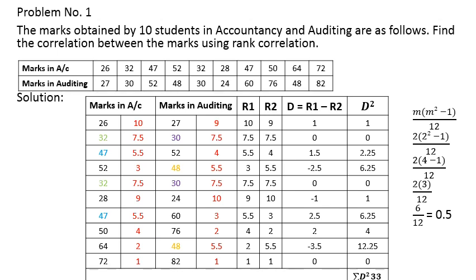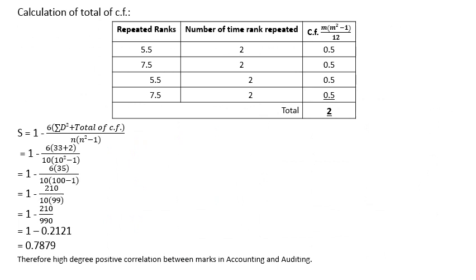Now the formula is S equal to 1 minus 6 into sigma d square plus total of correction factor divided by n into n square minus 1. So before substituting the values to the formula, you have to find out total of correction factor, because you have to add this total of correction factor to sigma d square. Now, how to find out total of correction factor? You have to use three columns here in a table. Repeated ranks, the ranks which is repeated, number of times rank repeated, then you have to find out CF, correction factor, m into m square minus 1 divided by 12.